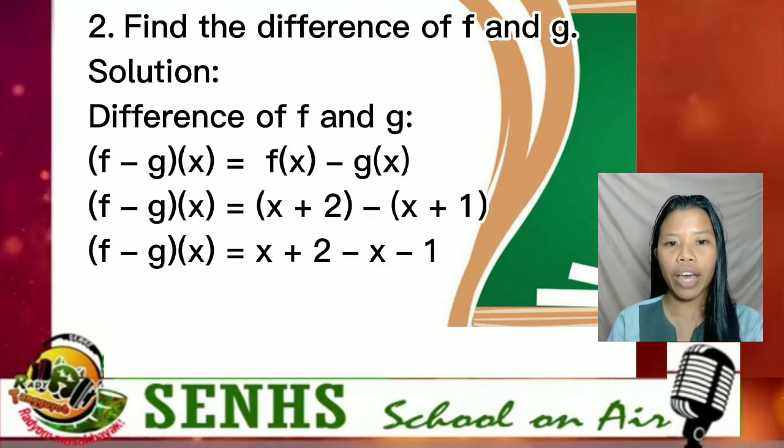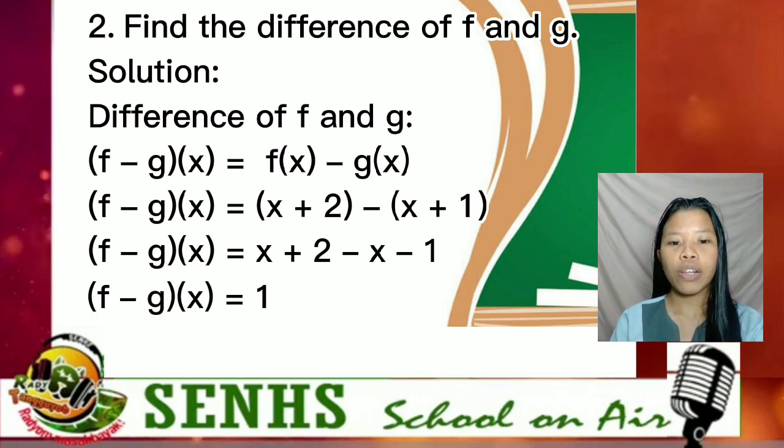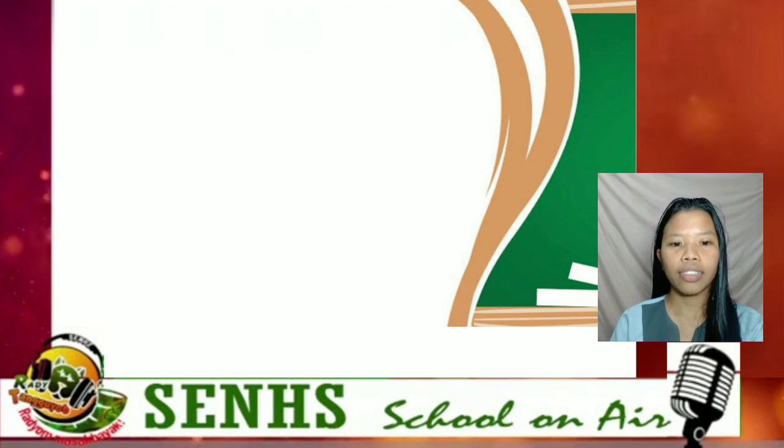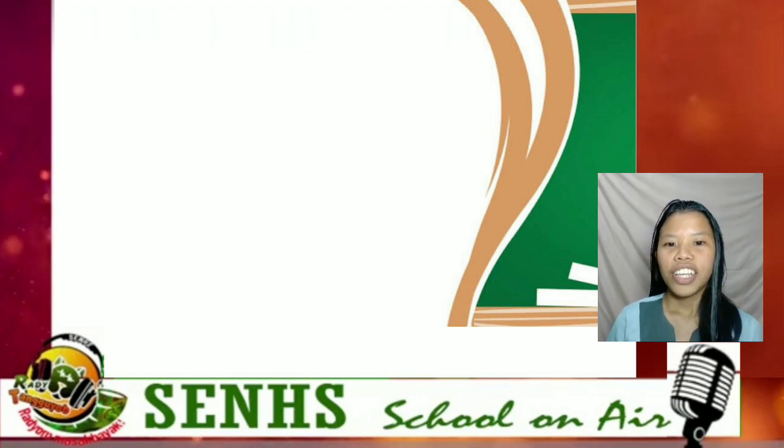For number 2, we have to find the difference of f and g. For the solutions, we are given f minus g of x is equal to f of x minus g of x. So let us again substitute the given. That is, f minus g of x is equal to x plus 2 minus x plus 1. That gives us x plus 2 minus x minus 1. So for our final answer, f minus g of x is equal to 1. So enough for the review.